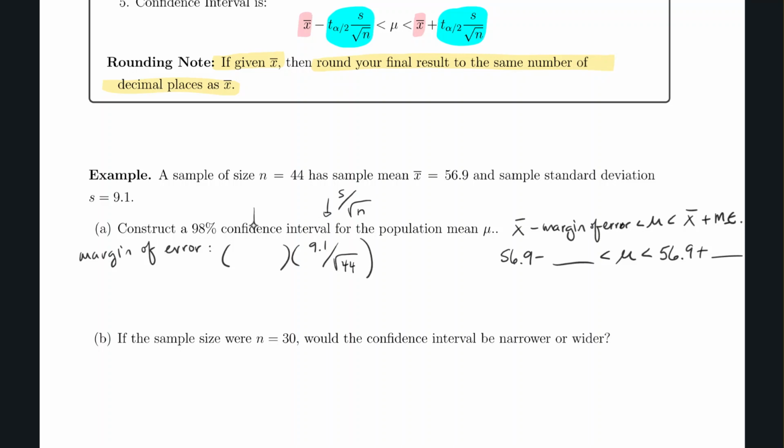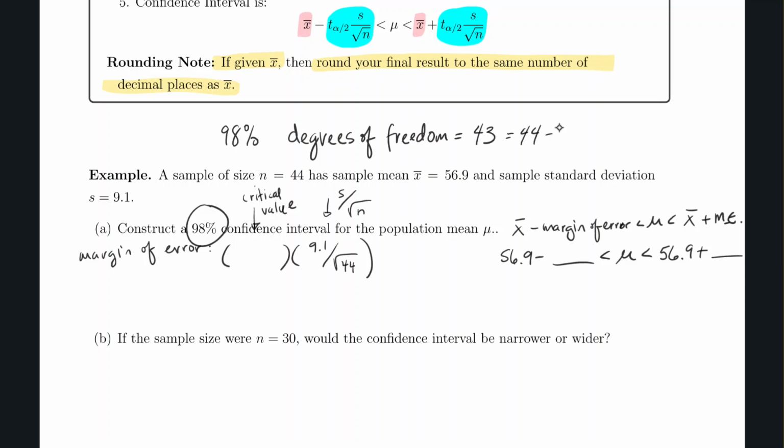Now the critical value here will come from the fact that I had a 98% confidence level with a degrees of freedom of 1 less than our sample size of 44, so that's 43, because that's our 44 minus 1. So now I just need to go to the chart with these two details in mind. My degrees of freedom is 43, my confidence level is 98. Let's find the critical value that would go here.